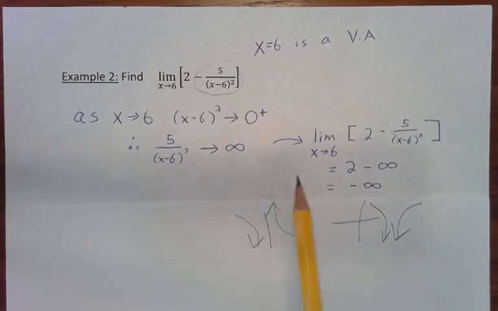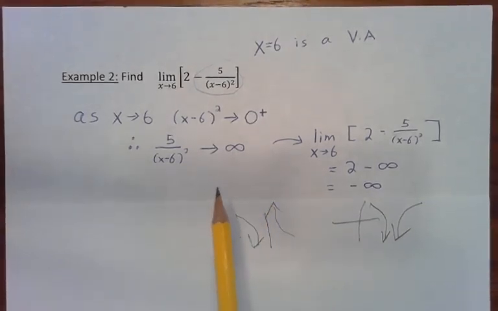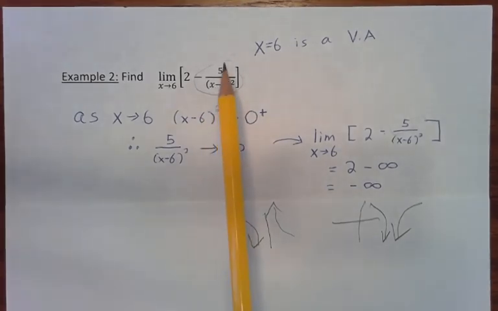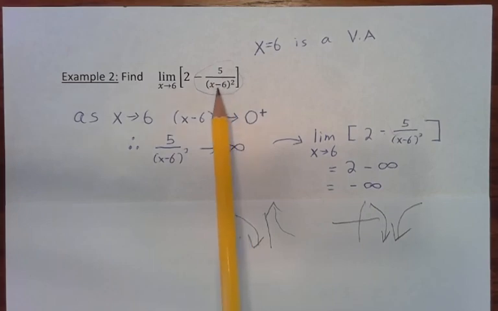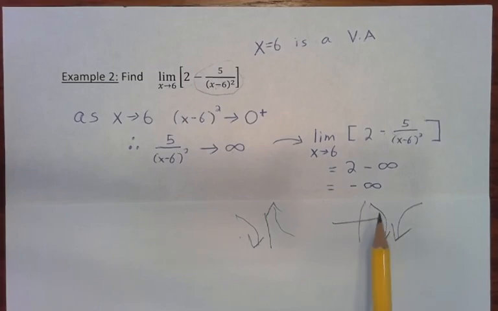So really, there was not as much algebra in this question. It was really just thinking it out. Okay, as I approach 6, what's going to happen to this? Well, that's going to be an infinitely small positive number. 5 over an infinitely small positive number is positive infinity. 2 minus positive infinity is negative infinity. So sometimes there's not some algebraic step. It's really just kind of thinking it out, identifying the asymptotes and thinking, well, what would happen just to the left, just to the right of that asymptote?